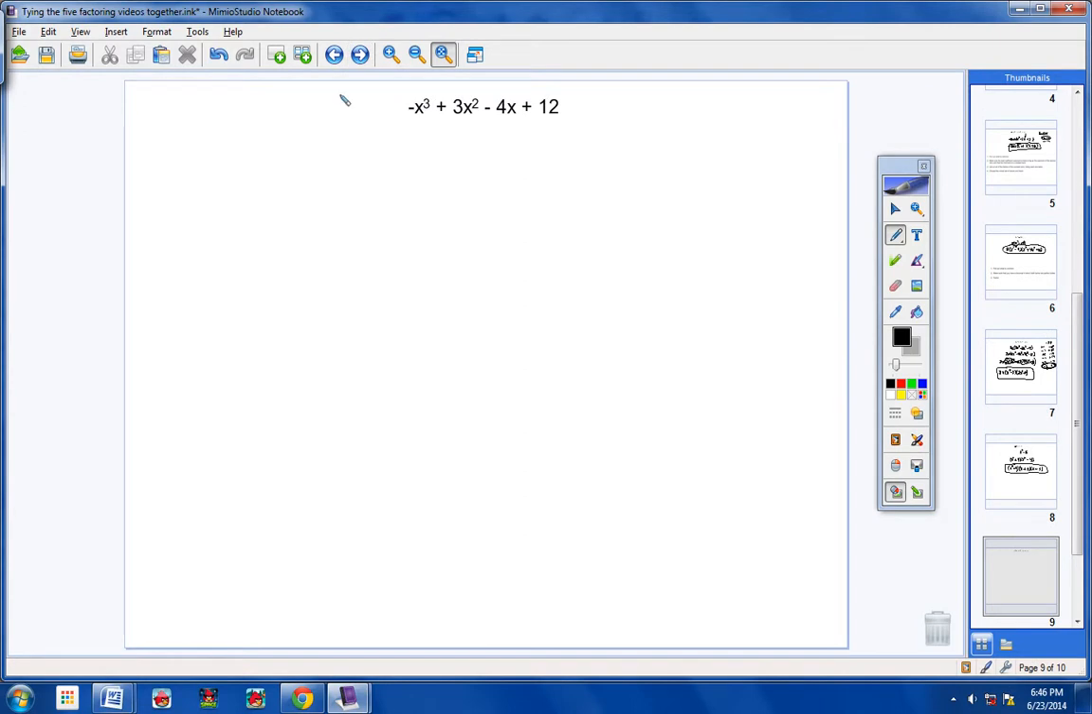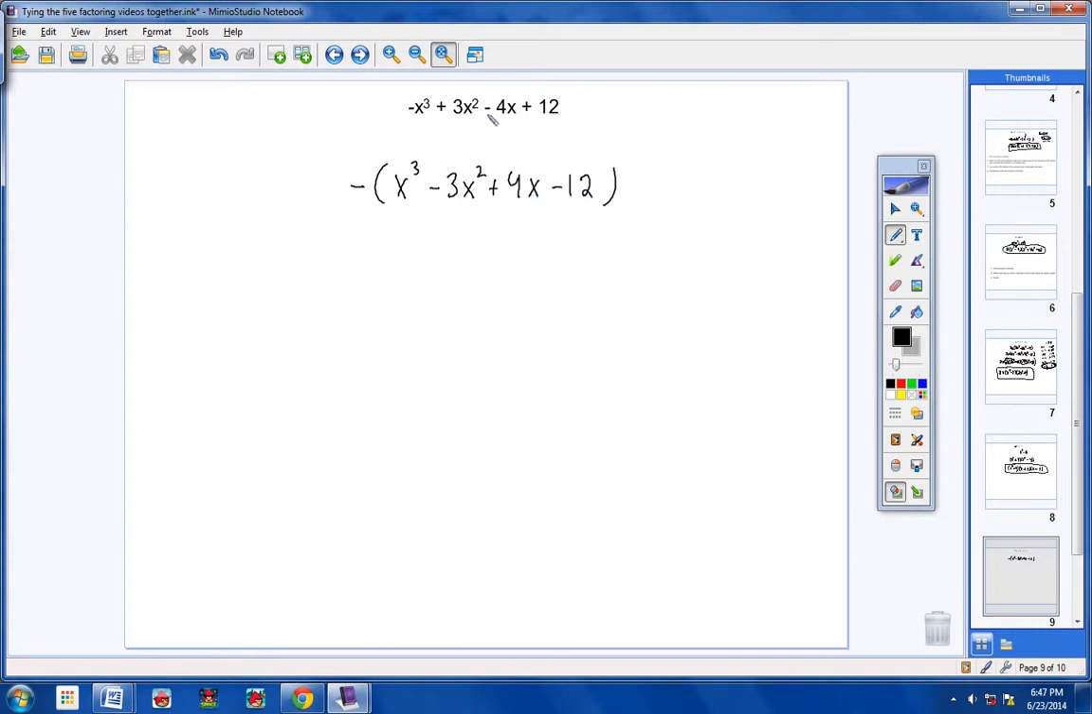Okay, always pull out what's common first, and we've done that. There's nothing that you can pull out. Actually, we always want our first term to be positive, don't we? So let's go ahead and factor out a negative sign. There we go. So now we're left with x cubed minus 3x squared plus 4x minus 12.